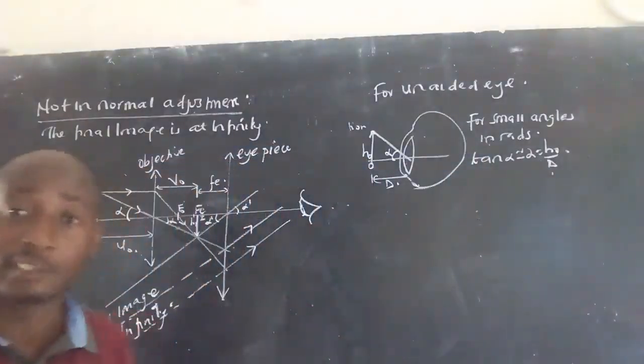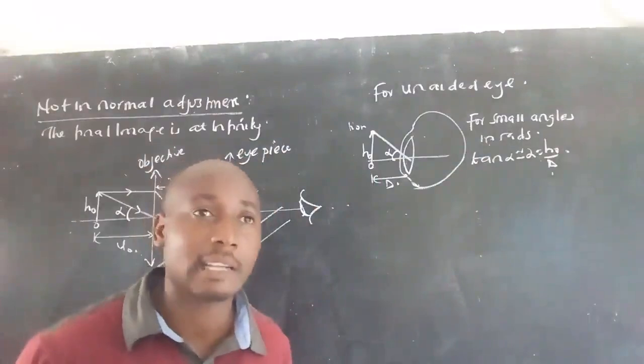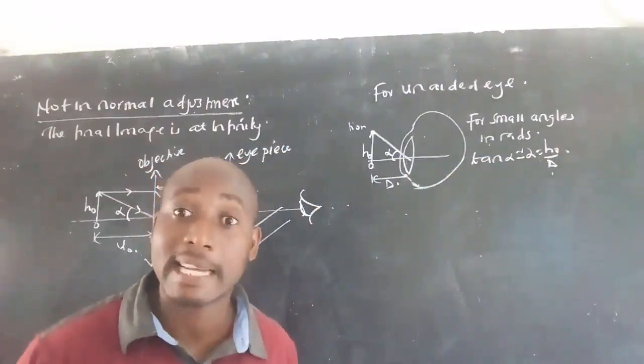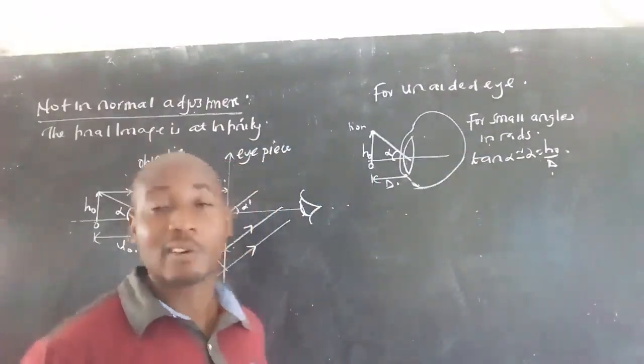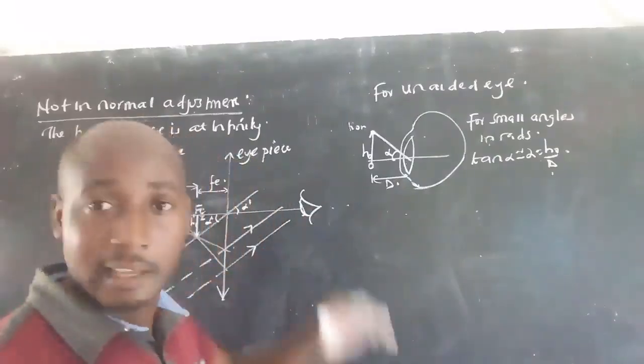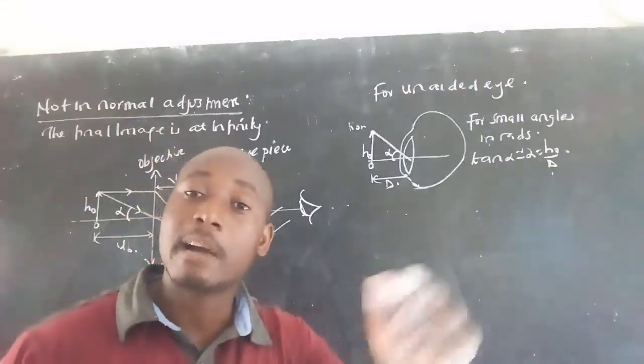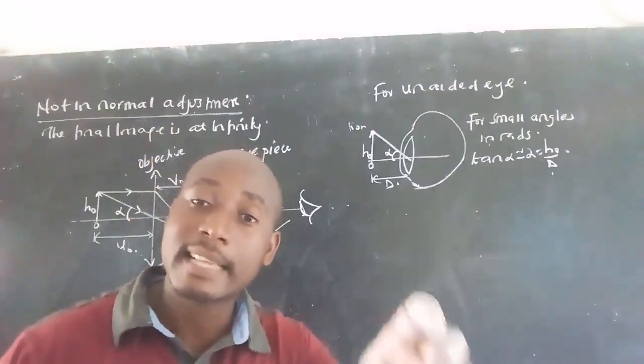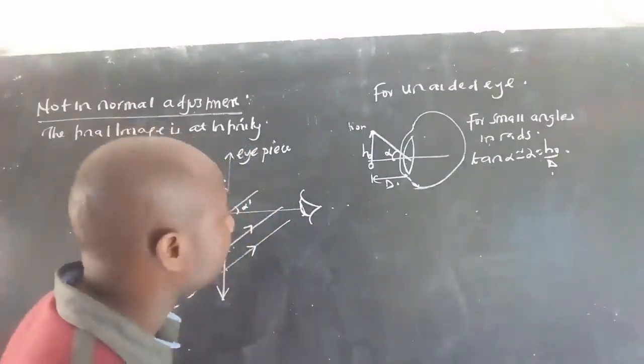When the eye is looking at the object like this, we call it the unaided or naked eye. So the angle subtended is alpha, and the object is at a distance D, the near point, which is the distance of distinct vision. So from there we have that.